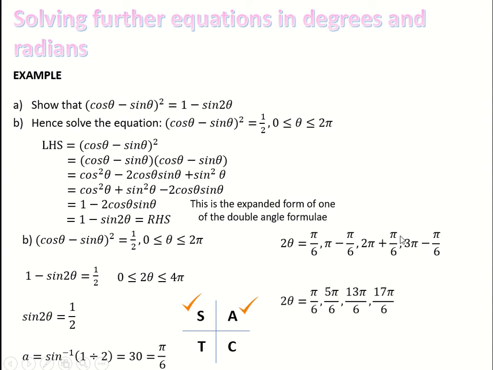Okay, but simplify them, and you get these, and then we need to divide by 2 at the end, giving us 4 answers. So pi over 6 divided by 2 is basically pi over 6 times by 1/2. So pi over 12, 5 pi over 12, 13 pi over 12, and 17 pi over 12. Okay.